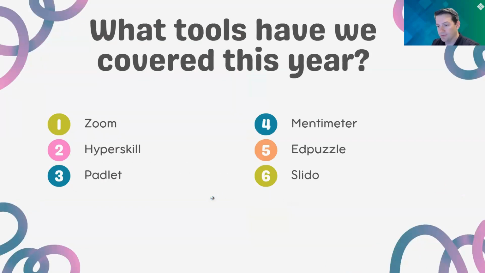So what tools did we cover throughout the year? We did Zoom, and we could talk about Zoom whiteboards and Zoom polling, and there's reactions. Zoom is a multifaceted interactive formative assessment tool. Then Jason took us through Hyperskill. Hyperskill is a 3D simulation modeling software that doesn't require any coding. That doesn't mean it's super easy and you can just whip one up in 5 minutes. Obviously, there's going to be some prep work involved, but that's another super cool tool. Then we did Padlet, Mentimeter, EdPuzzle, and Slido.